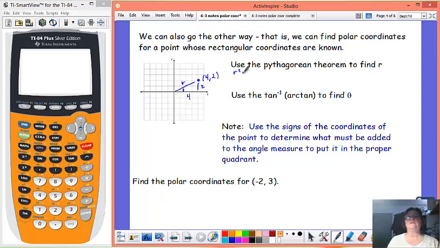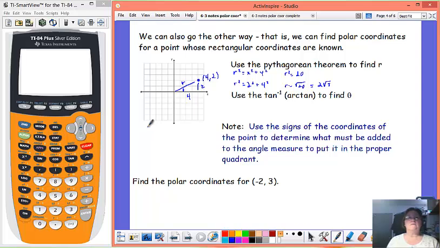In general, r squared is equal to x squared plus y squared. For our example problem here, r squared is 2 squared plus 4 squared, and that would make it, I guess I got those backwards, but it doesn't matter. 4 and 16 is 20, so r squared is 20. And r is the square root of 20. 20 is 4 times 5, square root of 4, 2. So r is 2 root 5. And we have the radius part of our polar point.